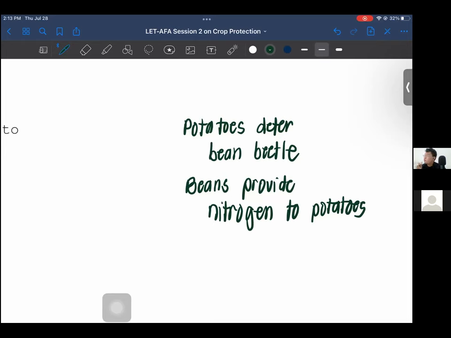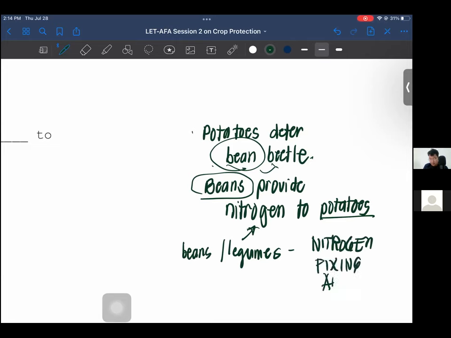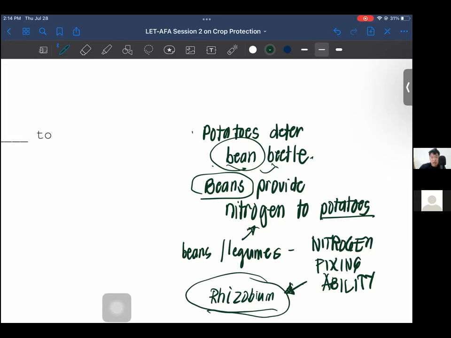Kapag meron ka, ang tawag dito ay ano ba? Mutualism. It is somehow a form of mutualism. Ang potatoes, pinoprotektahan niya yung beans natin dito sa specific beetle na to, which is I think Mexican beetle. So, pinoprotektahan ng potatoes yung bean for this, whereas yung beans naman, it provides nitrogen to potatoes. Hindi ko alam kung nabanggit ko to last week, pero ang mga beans natin or legumes have a high nitrogen fixing ability. Yes, nabanggit ko pala to last session. Na dahil sa bacteria, good bacteria na nasa legumes, which is rhizobium.